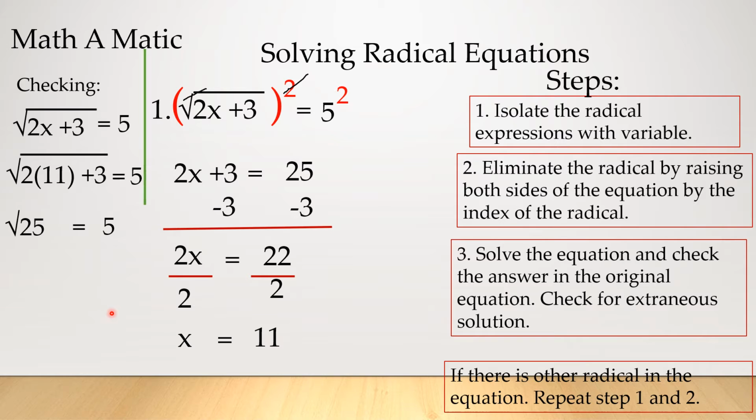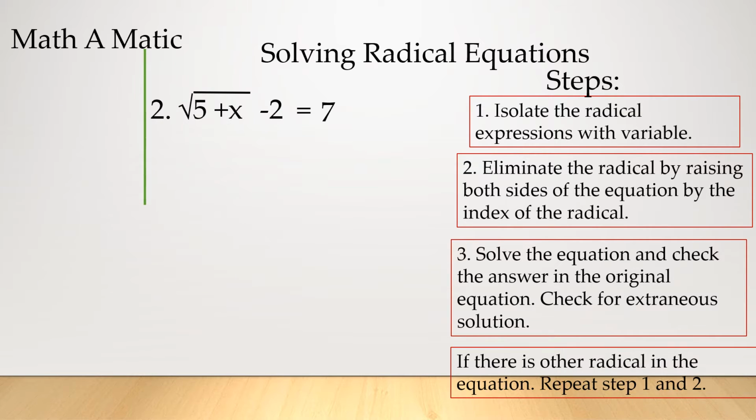And then that is equal to 5. Is it true that this one will be equal to 5? Here, we're just trying to find out first, what is the square root of 25? That is 5. And therefore, this is equal to 5, which means correct. So x is equal to 11, or 11 is the solution.